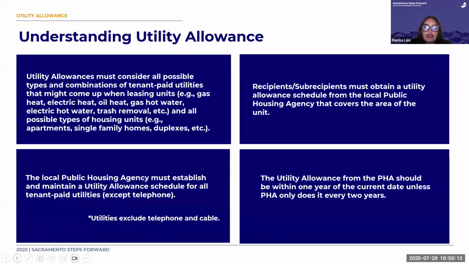Understanding utility allowance. The utility allowance only applies to tenant-paid utilities, not cable, internet, or phone. This number comes from the PHA's published schedule and is required when calculating both the unit rent and what the tenant owes. Next slide, please.